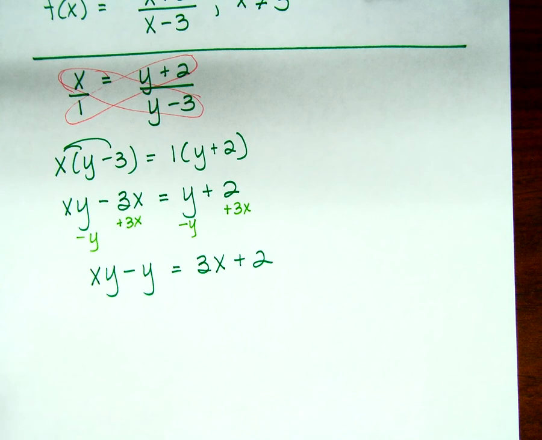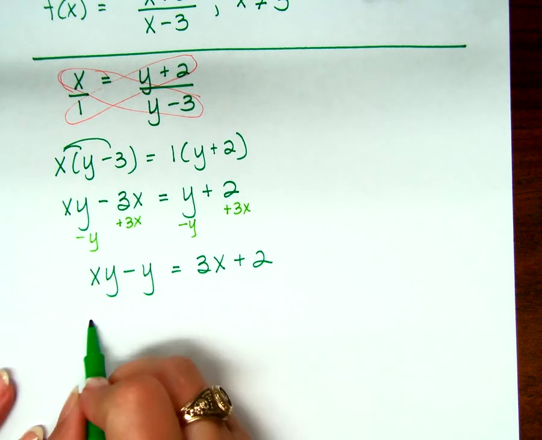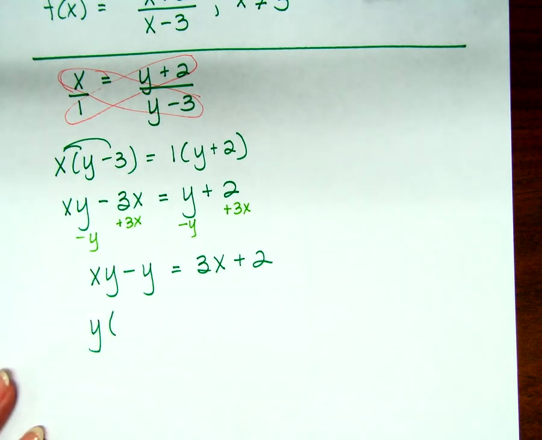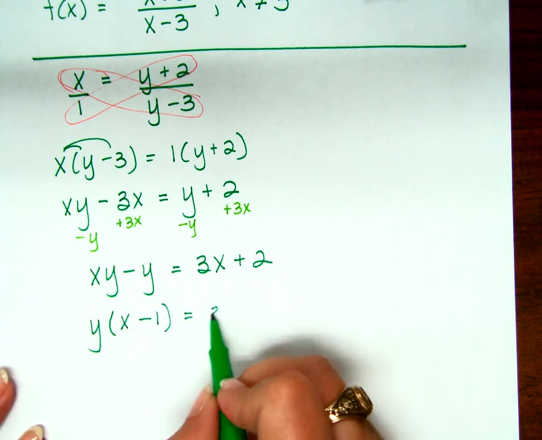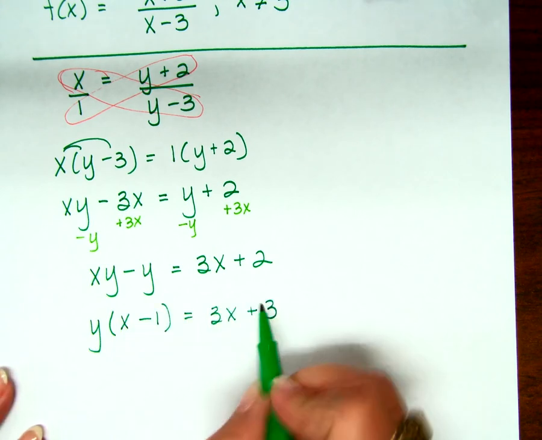Now, anybody have any idea how I could get those y's together? Kind of. What if we just factored it out? I saw so many light bulbs just come on. That was so awesome. Okay. If I factor a y out, what happens? What am I left with if I factor a y out? X minus 1. Excellent. And on the right side is still just 3x plus 2.